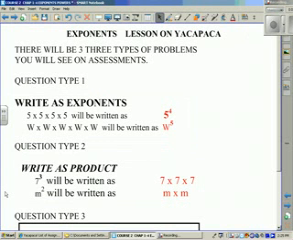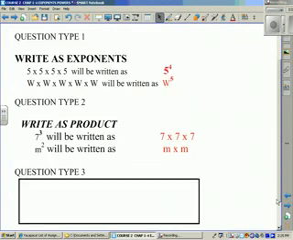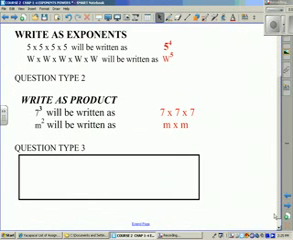We can also, again, see it with letters, m to the 2nd power, and we're going to write that as m times m. We can also mix the letters and numbers into the same problem. It just does not have to be by itself. We're also going to have a third type of problem, and this is where we're actually going to do the work of starting to multiply.